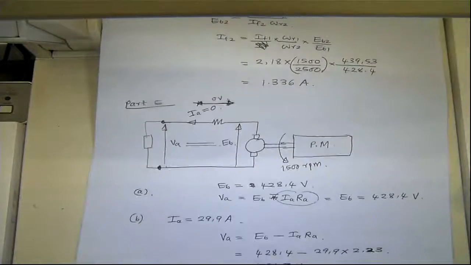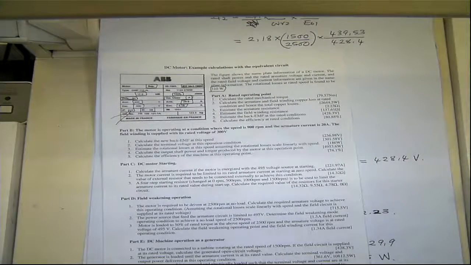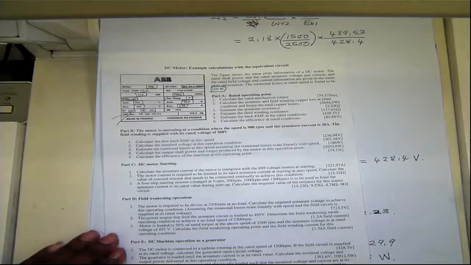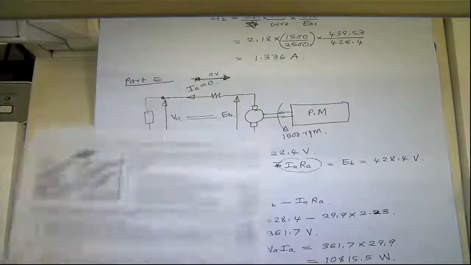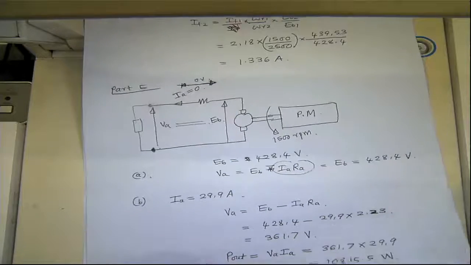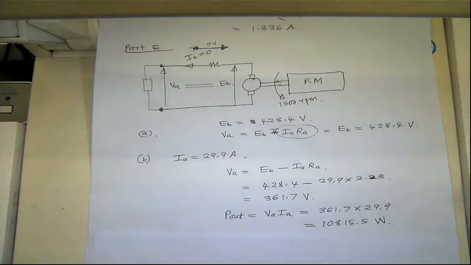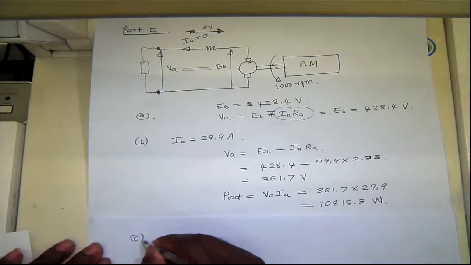So the third part of that says the generator speed is increased and it's electrically loaded such that the terminal voltage and current are at its rated values. The field voltage is unchanged. Calculate the new back EMF and turbine speed required to achieve this operating condition. So I'll draw, let's say, another circuit for that condition. So now it's at a different speed.